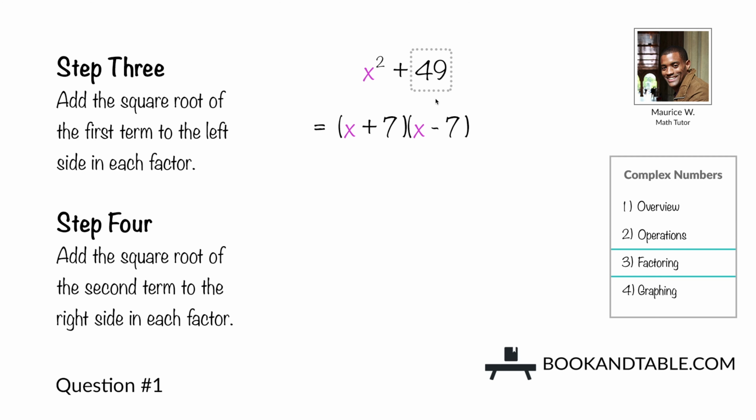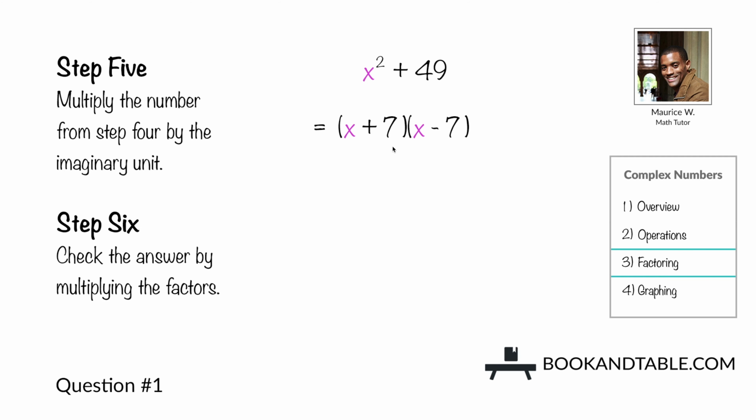Step 4, add the square root of the second term to the right side in each factor. The square root of 49 is equal to 7. And now step 5, we want to multiply 7 by i. So we get x squared plus 49 can be factored into x plus 7i times x minus 7i.